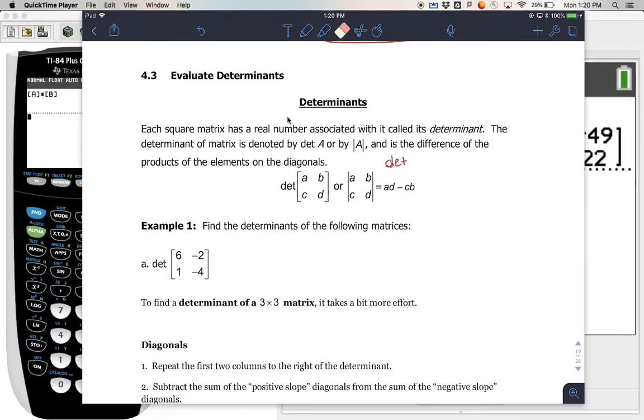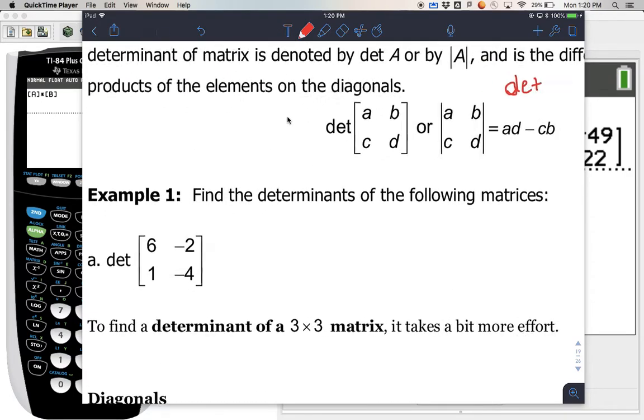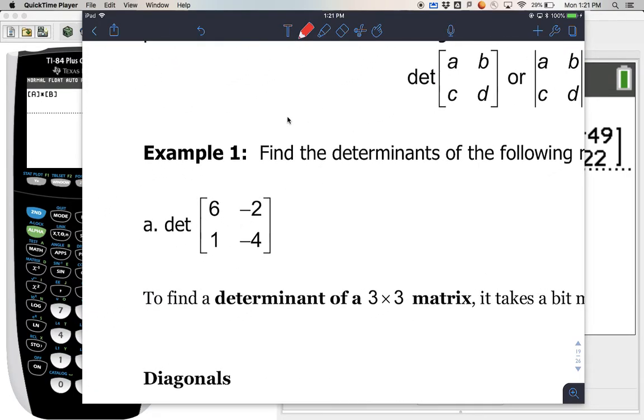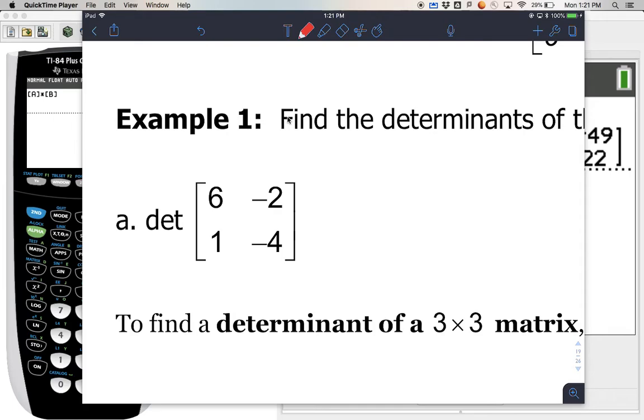So pretty easy. By the way, this can only be done on square matrices. It says that right there at the beginning. So you can't do the determinant of like a 2 by 3 matrix. So find the determinant of the following matrices here. So this is easier, 6 times negative 4.